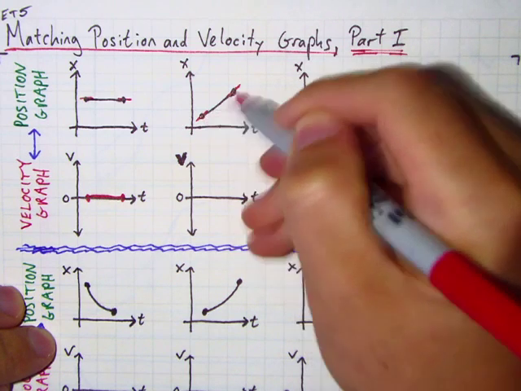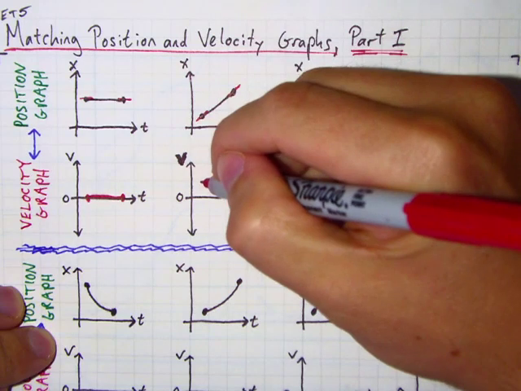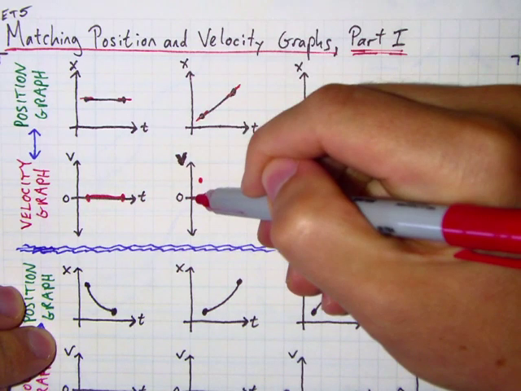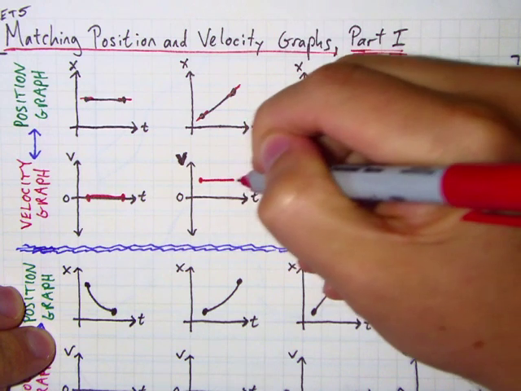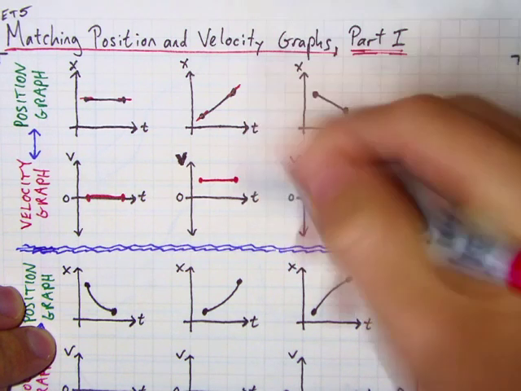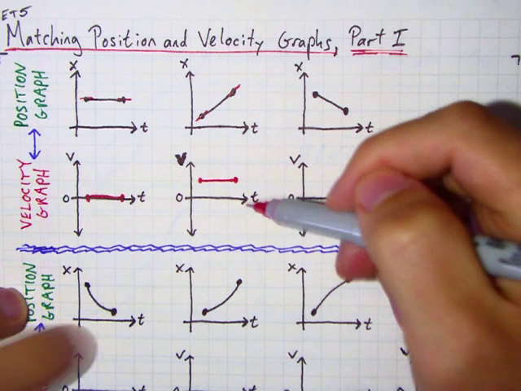Because it has a positive slope, we know we have a constant positive velocity. So our velocity here is some positive value greater than 0, and it stays the same the whole time. It ends up at the same positive velocity as it was at the beginning, moving in the positive x direction.